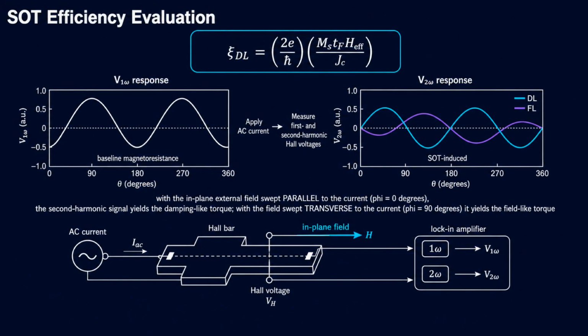SOT efficiency is measured using harmonic Hall techniques. By applying AC current and measuring first and second harmonic Hall voltages, we can extract both damping-like and field-like torque contributions. The angle dependence separates the two components. Measurements at 0 degrees extract damping-like torque, while 90 degrees extracts field-like torque. This technique is standard for SOT characterization.